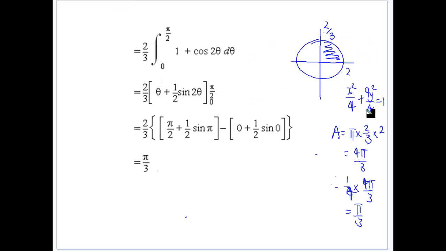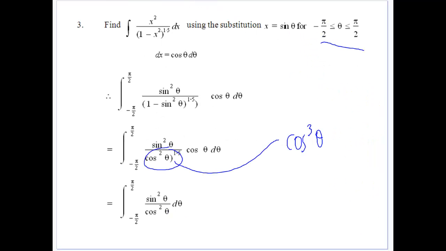So same idea. Then we can do that and get the area of pi times 2/3 times 2. And a quarter of that, because that's the area of our ellipse, would be pi on 3. So you can see how that one worked out as an ellipse. The first one worked out as a circle. But again, if you're just asked to find that integral, you could do that. That's not a problem.